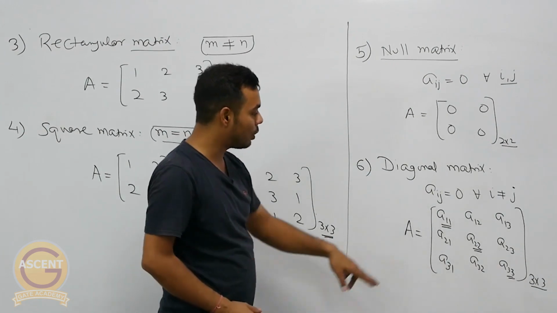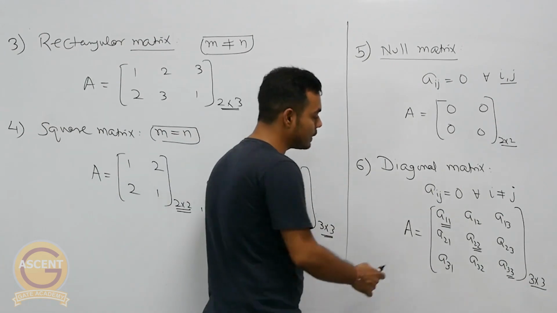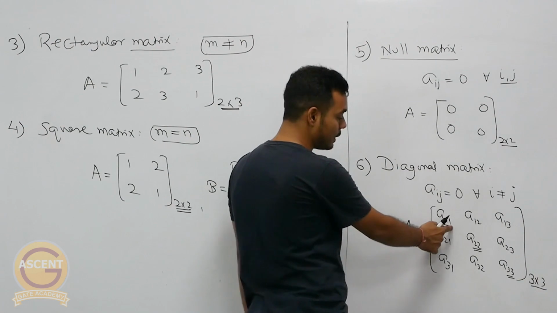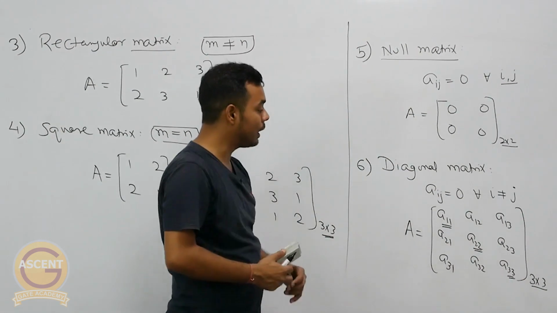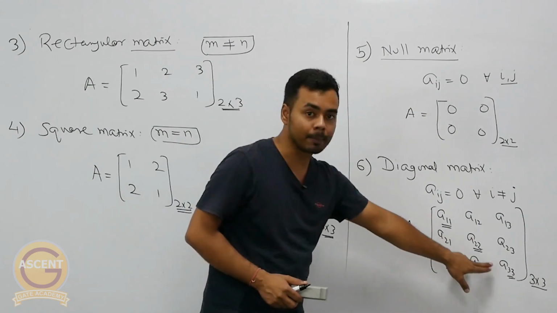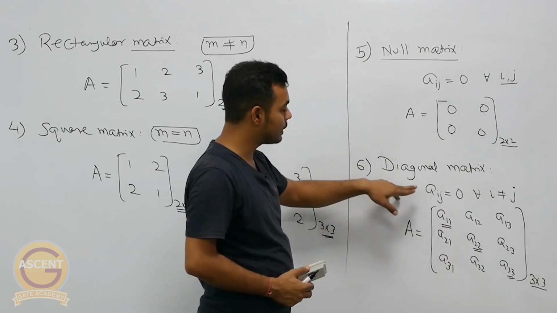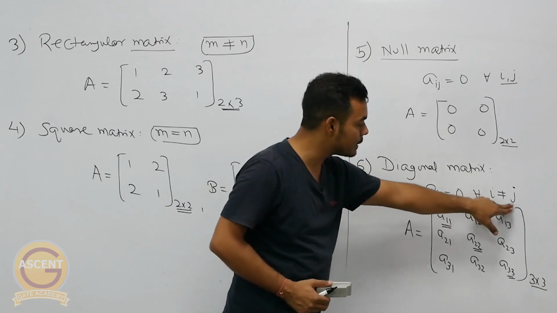So elements which are on the diagonal, for these elements you can see that i and j are the same. i is 1, j is 1, i is 2, j is 2, i is 3, j is 3. So for diagonal entries, i and j are the same. Now the definition of a diagonal matrix is a_ij is 0 whenever i and j are different.